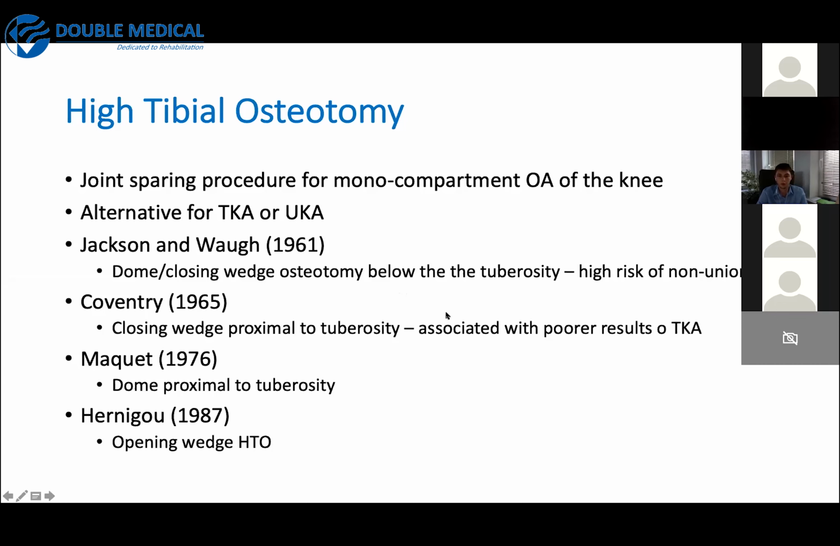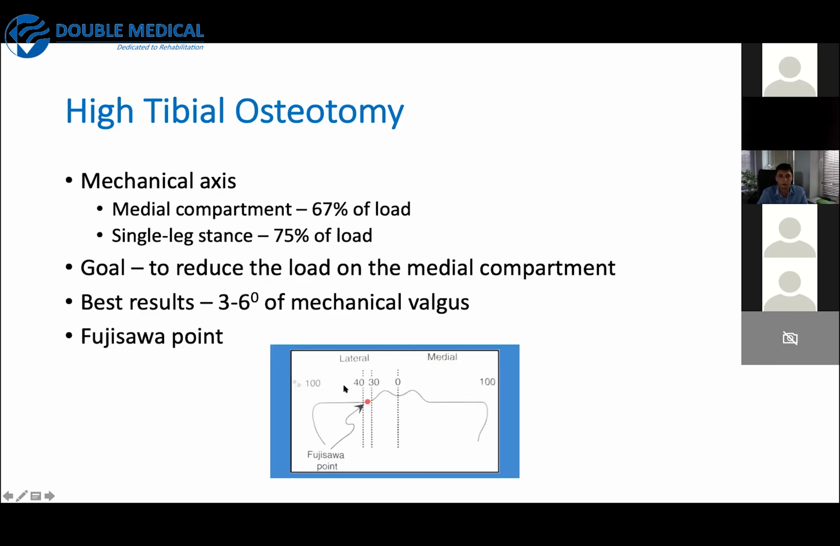Currently, an osteotomy above the tuberosity was proposed, and this allowed better results. However, this type of osteotomy was associated with poor results in revision knee arthroplasty, so it was also very controversial. Maquet described the dome osteotomy in 1976, and the opening wedge osteotomy was proposed by Hernigou in 1987.